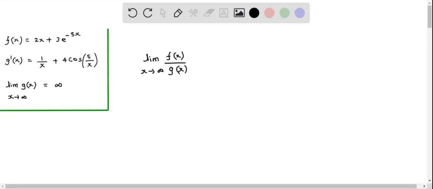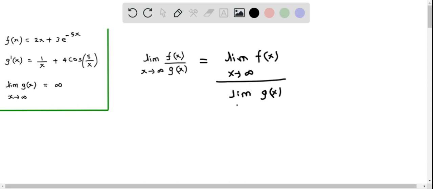Let's evaluate this limit. So we have the limit of f of x over g of x when x approaches infinity. First, I'm going to use the properties of limits. It says that the limit of a quotient equals the quotient of the limits. So I can rewrite this limit as the limit of f of x when x approaches infinity over the limit of g of x when x approaches infinity. So basically we have this quotient of the limits.